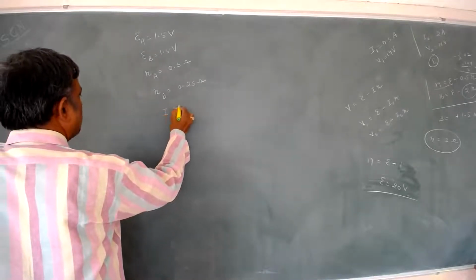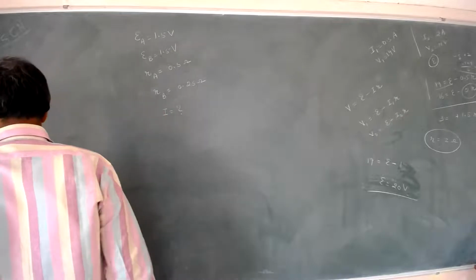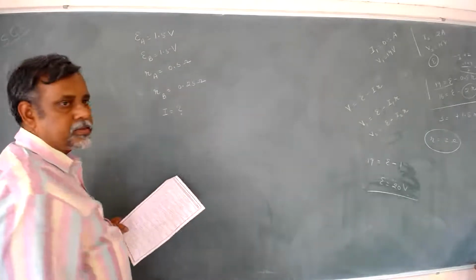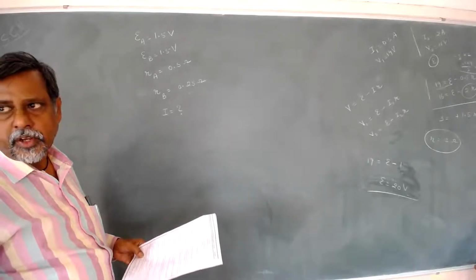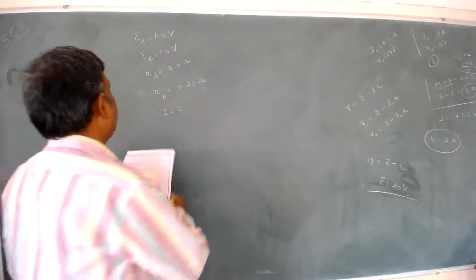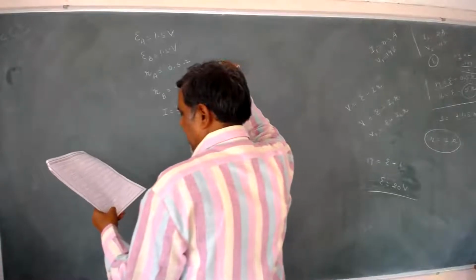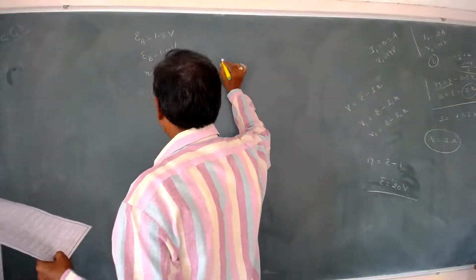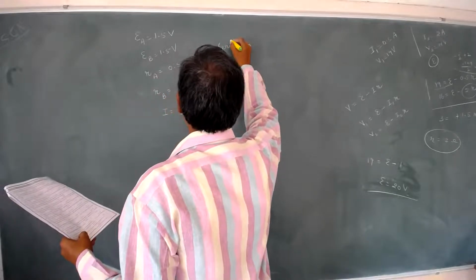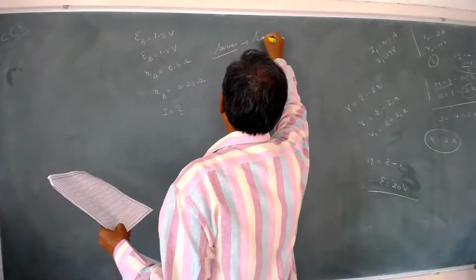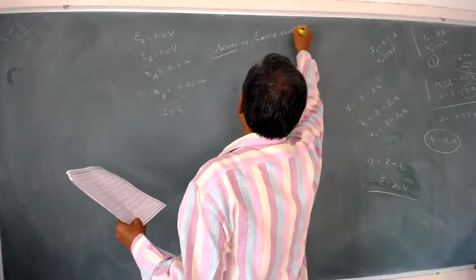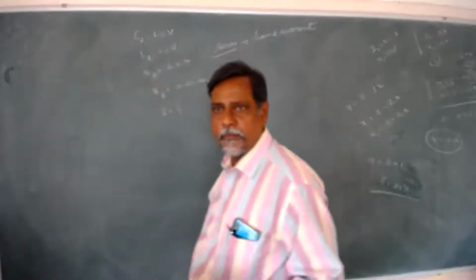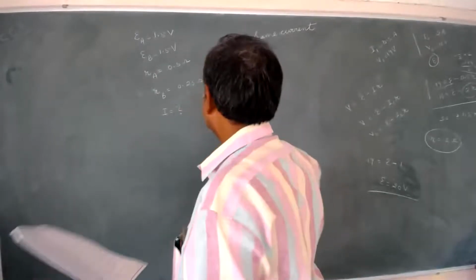Circuit current I is equal to how much? Look at this here. How are they connected? They are connected in series. In a series combination, the same current passes. Series combination means the same current passes.